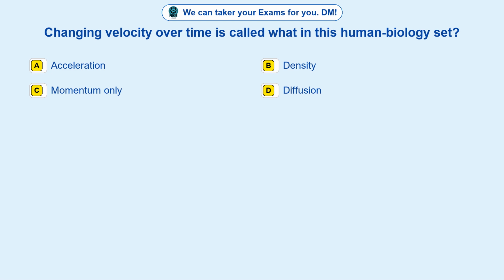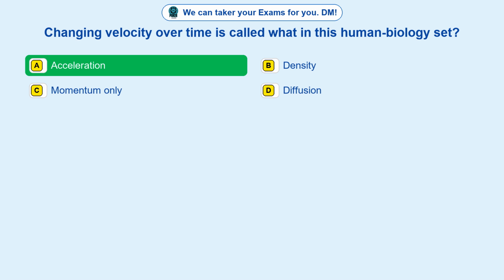Question 56. Changing velocity over time is called what in this human biology set? Option A, acceleration. Option B, density. Option C, momentum only. Option D, diffusion. The correct answer is option A, acceleration.